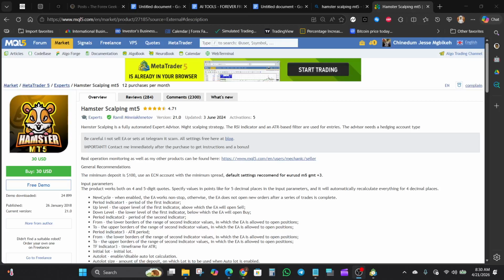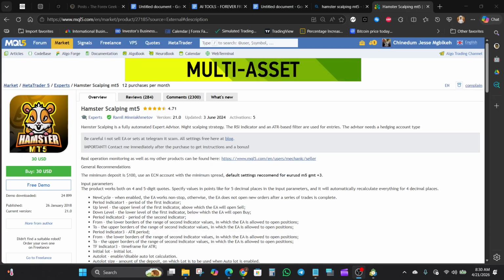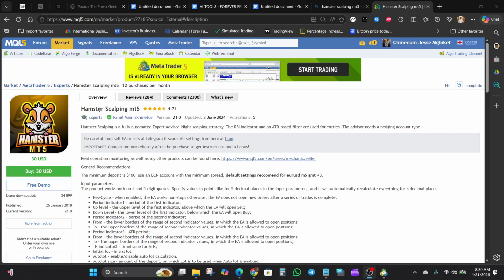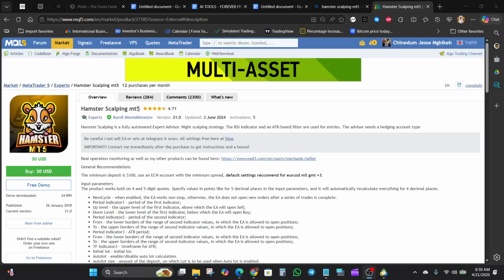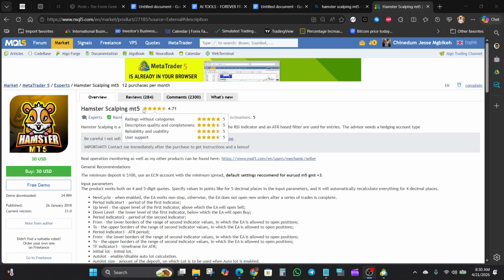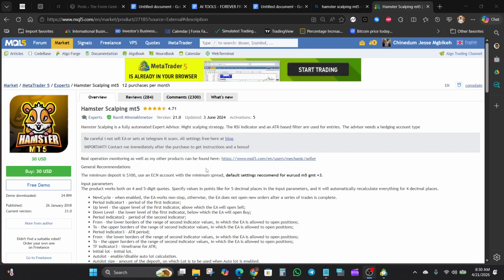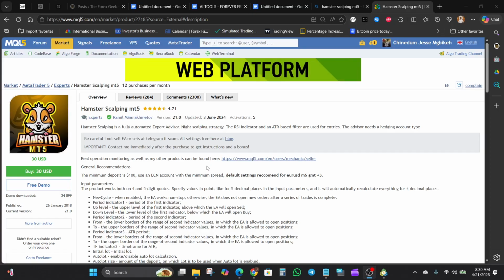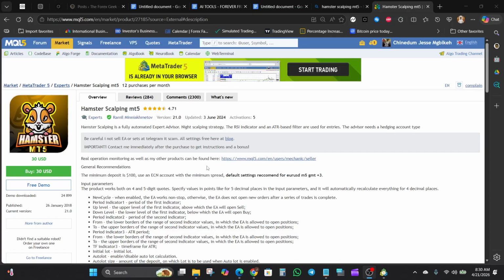Hello guys, in this video we are going to be reviewing the Hamster Scalping EA for MT5, and we are just going to go through how it works, its features, and then I'll run a back test so we can really break down the strategy in action.